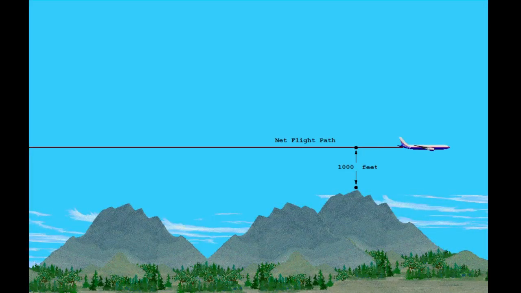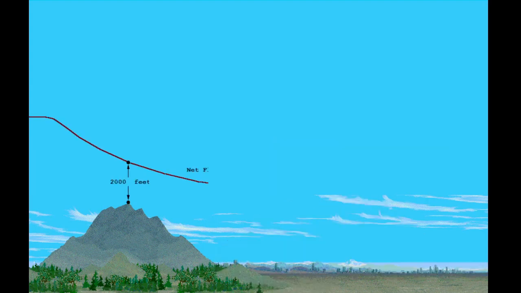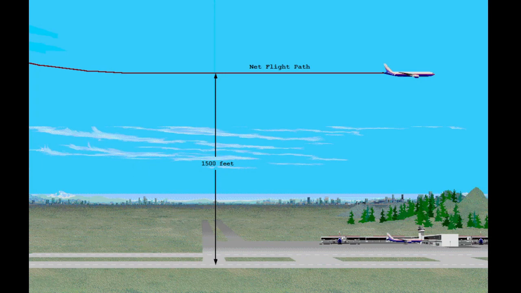After drift down and level off, you must be able to maintain at least 1,000 feet above all obstacles. During the drift down, you must be able to clear all obstacles by at least 2,000 feet. And finally, when approaching the airport where you intend to land, you must be able to maintain level flight at least 1,500 feet above the airport.